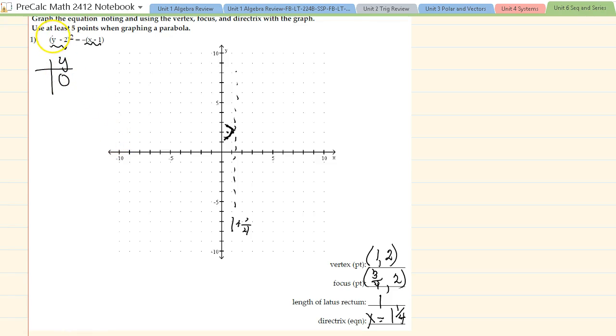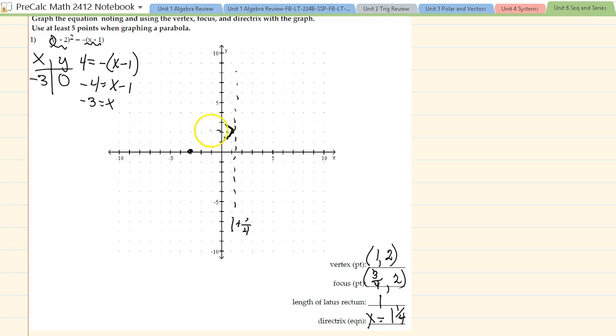When I do that, I have 0 minus 2 is -2, squared is 4, and that has to equal a negative (x minus 1). So I'm going to multiply both sides by negative, so I get -4 is equal to x minus 1. I'm going to add 1. I'm going to get -3 is equal to x. So we found that when x is equal to -3, y is equal to 0.